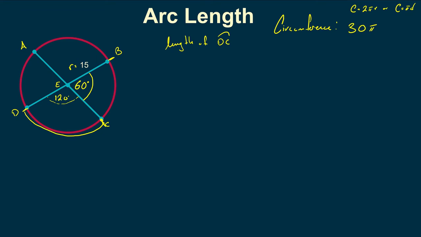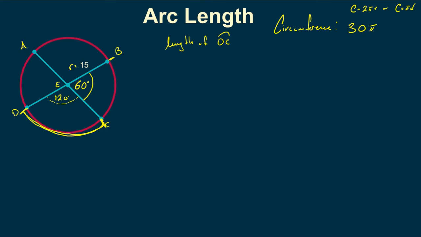And so since the arc measure of DC, think about it. So we're not looking for the whole circumference. We're just looking for this little part, right? So it's part of the circumference, not the whole thing, just part of it. And so to find that part of it, we're going to do a little proportion, right? And so this is what I mean. So think about it this way.